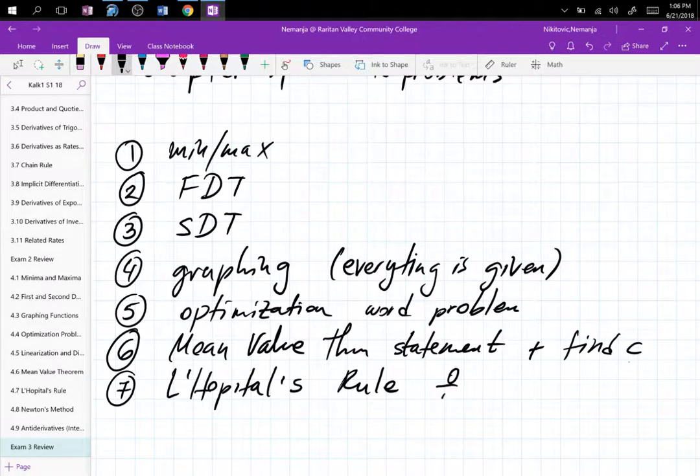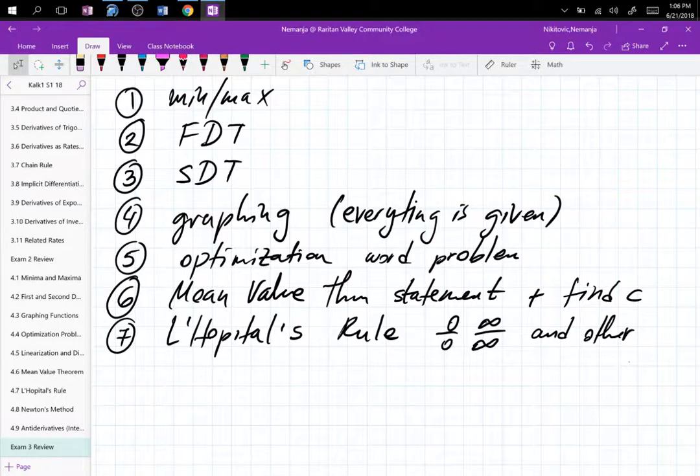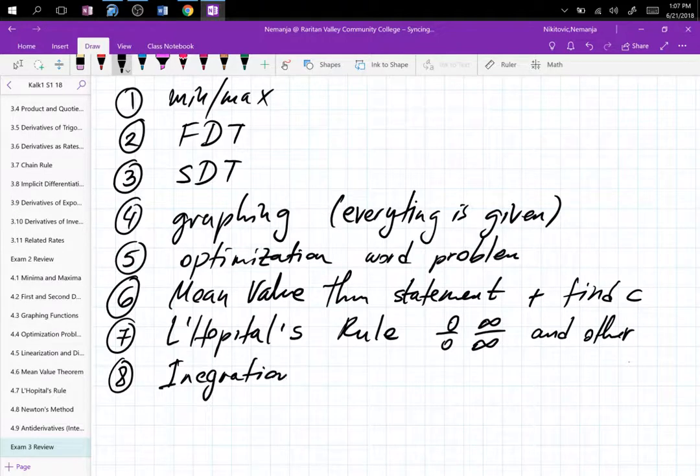We know it's 0 over 0, infinity over infinity, and I say and other. The other ones have to be converted into the basic ones. And finally, number 8 is integration. This will be like, you know, ABC. So 4 or 5 integration problems in the same problem for maybe 15, 16, 20 points of the whole test.